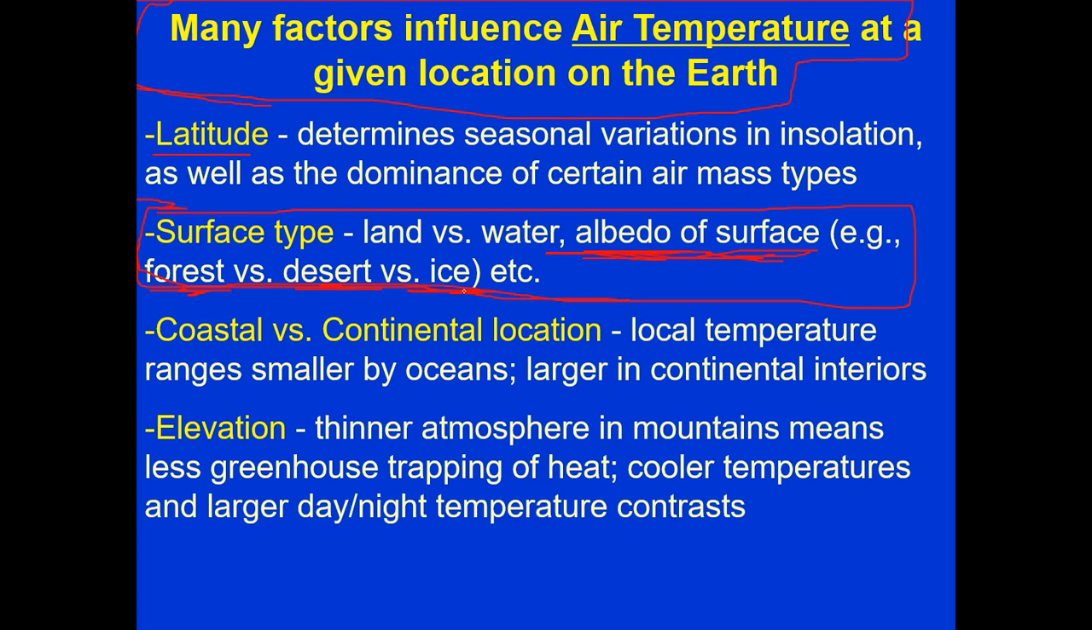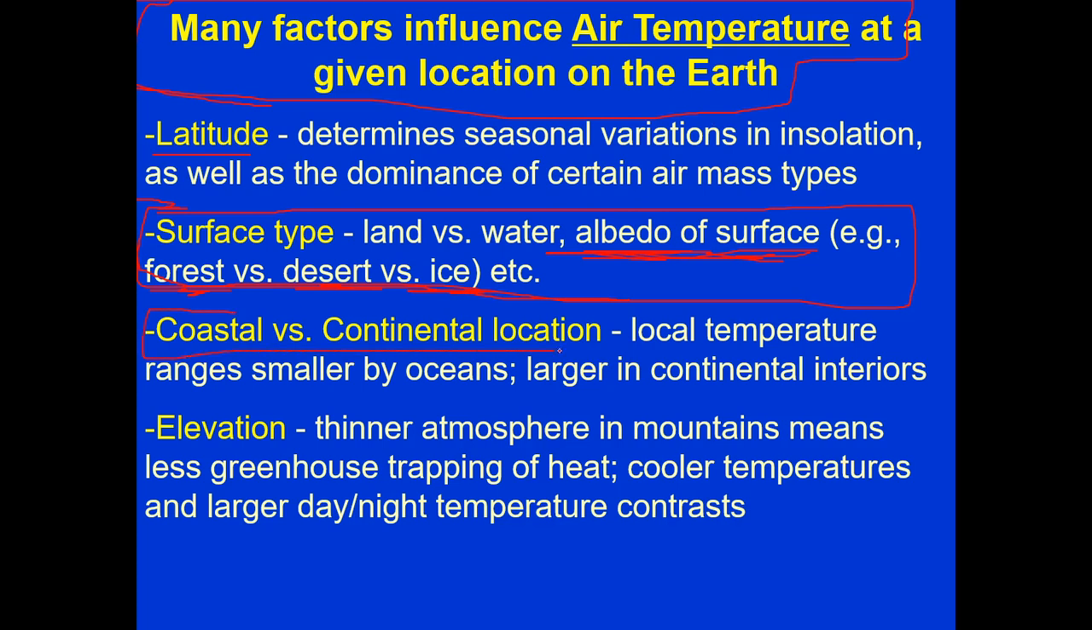Ice, on the other hand, has a very high albedo, reflecting up to 90% of the radiation back into outer space. That is why, if you ever go skiing in a place with a lot of snow, sometimes you have to wear sunblock or sunglasses because the reflection of the solar radiation off the snow is so intense.